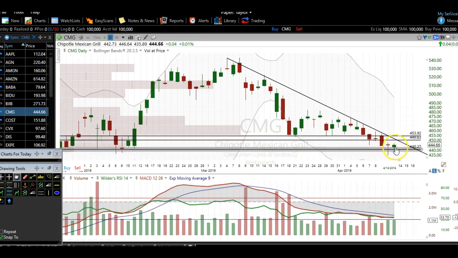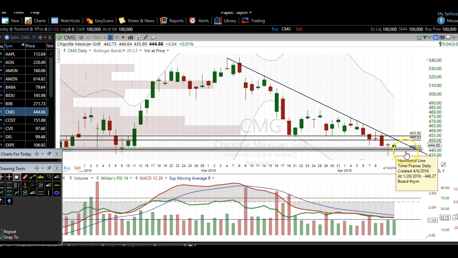Right at this 440, we've got two hammer candles right here at that support. So far it's showing a couple of signs that we could potentially be getting a bounce here on Chipotle. A break over this downtrend line would certainly give me more confidence in that. At this point, I'm kind of just observing Chipotle to see which way it's going to break.